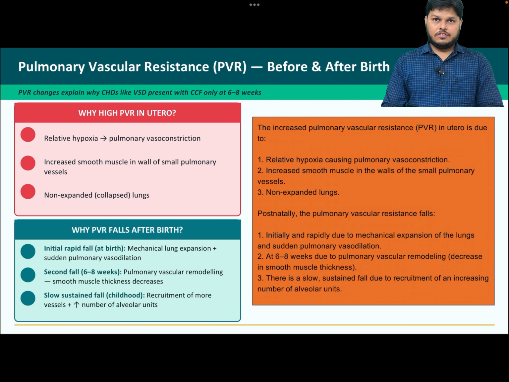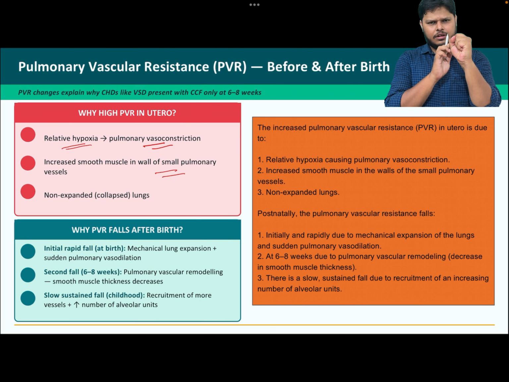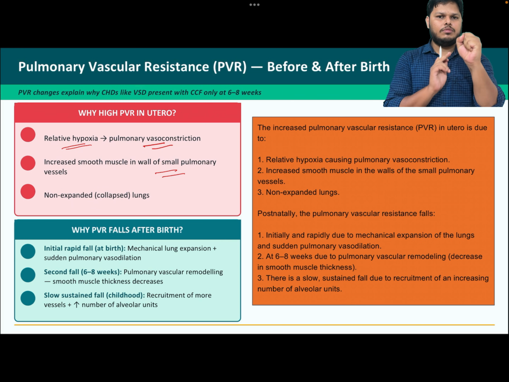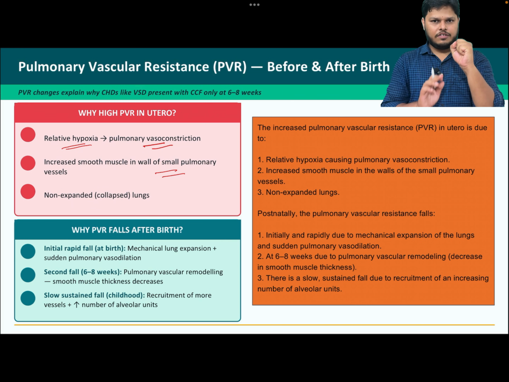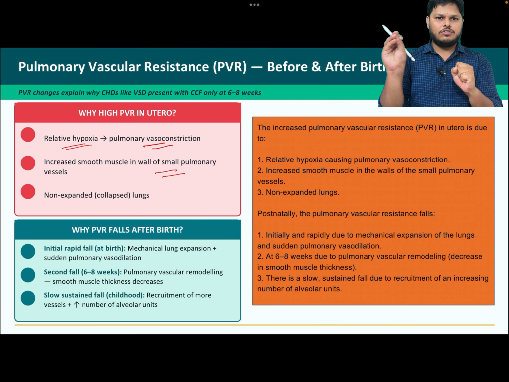Now, the pulmonary vascular resistance before and after birth. What happens to it? As we know, in utero, the pulmonary vascular resistance is high due to relative hypoxia, which causes pulmonary vasoconstriction. There is increased smooth muscle in the wall of the small pulmonary vessels, and the lungs are collapsed. In a collapsed lung, whatever vessels are there, the resistance would be high. That's why 5 to 15% of blood from the right ventricle goes into the lung circulation. The rest, 85%, is drained via the ductus arteriosus into the descending aorta.